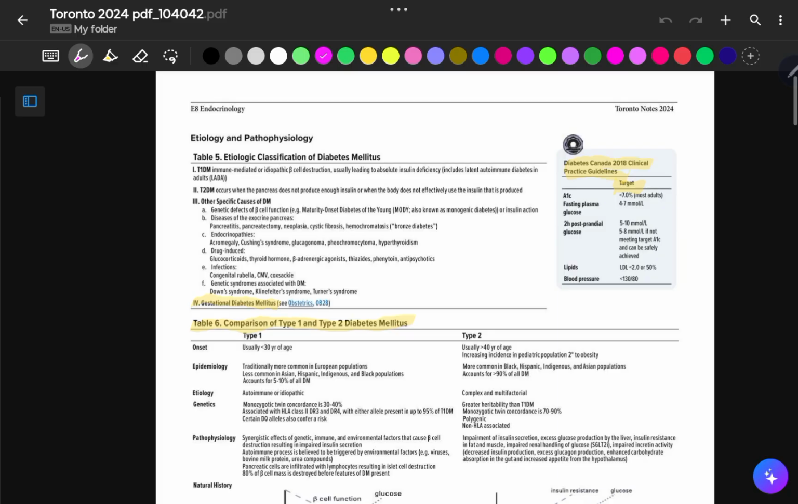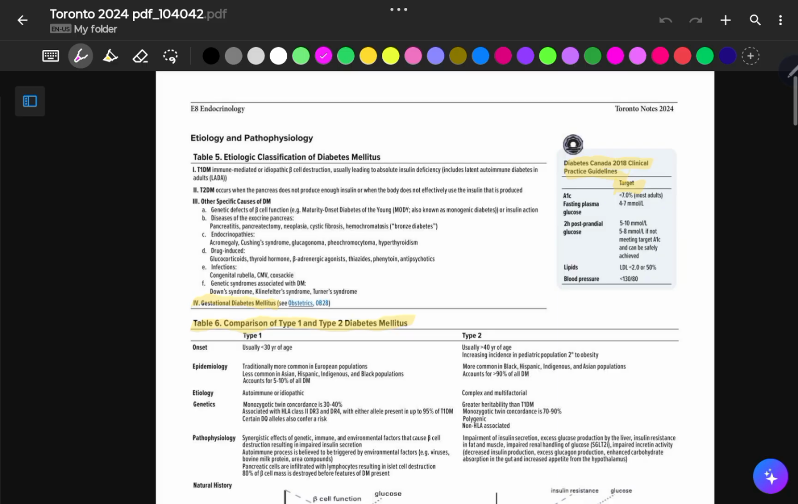Drugs as well, like your glucocorticoids, thyroid hormones, beta-adrenergic agonists, thiazides, phenytoin, antipsychotics, can lead to diabetes. Infections like congenital rubella, Coxsackie, CMV. You also have genetic syndromes that are associated with diabetes: Down syndrome, Klinefelter syndrome, Turner syndrome. And not to forget gestational diabetes mellitus. If a patient has that, you have high chances of getting diabetes in the future. Okay, so those are the causes or classifications of diabetes.